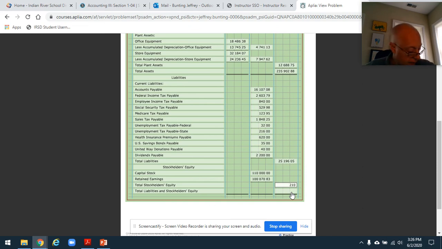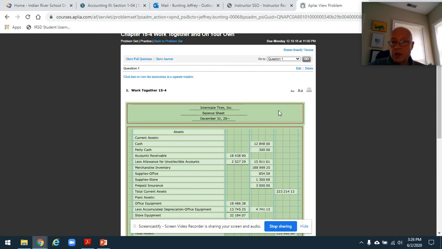So 210,706.83 again. Sum of the value of our capital stock plus our retained earnings. So this plus this should equal this. Let's see if it does. Yep, 235,902.88. Hey guys, that is our balance sheet.